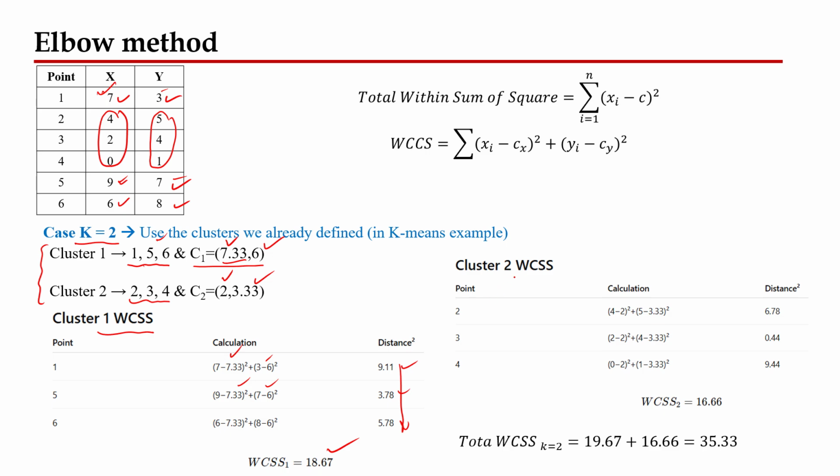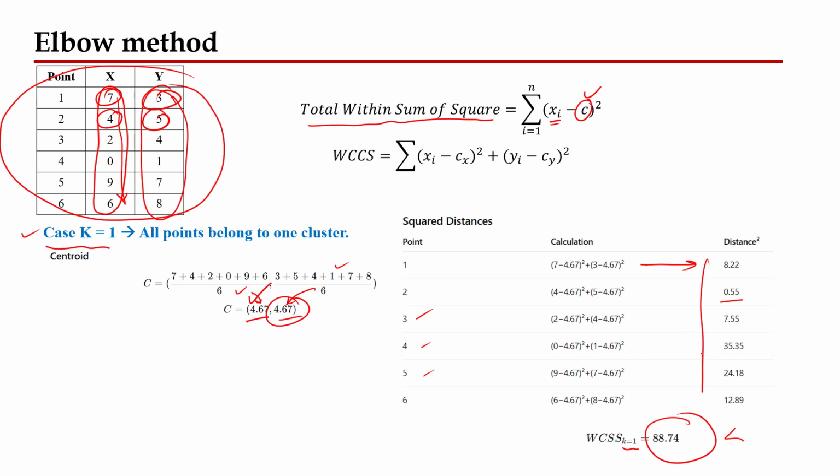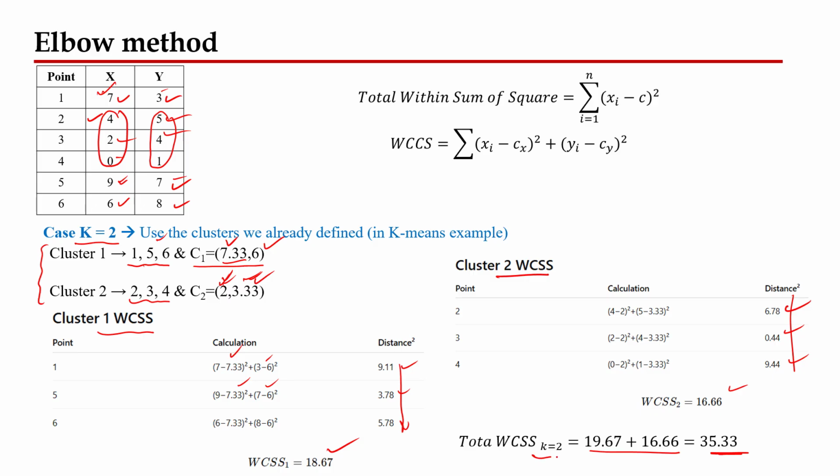The same is the case now with respect to cluster 2, which is 4 minus 2 squared plus 5 minus 3.33 squared, then 2 minus 2 squared, then 4 minus 3.33 squared, then 0 minus 2 squared, then 1 minus 3.33 squared. If we sum it up, we are getting 33.33. If you remember, with one cluster the within sum of squares was 88, but with two clusters this is significantly reduced.